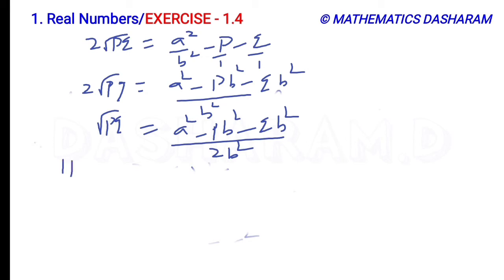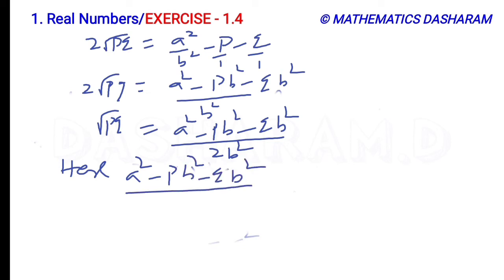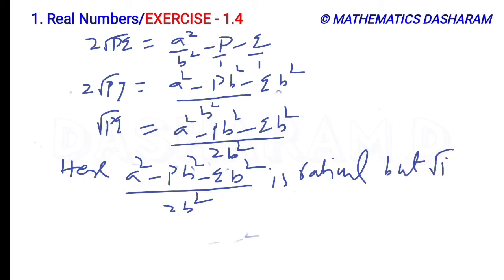So here the RHS is looking like a rational number. So (a² − pb² − qb²) divided by 2b² is a rational number. But it is equal to what? Under root p into q. So then it is also a rational number, no? So also a rational number. But see here p and q both are prime numbers.